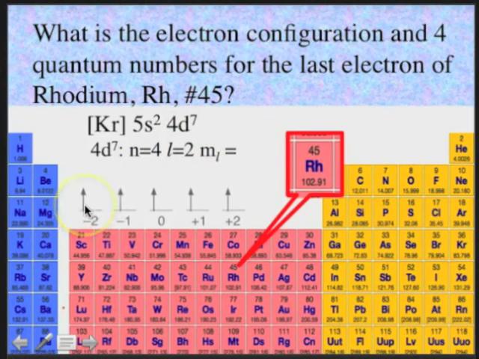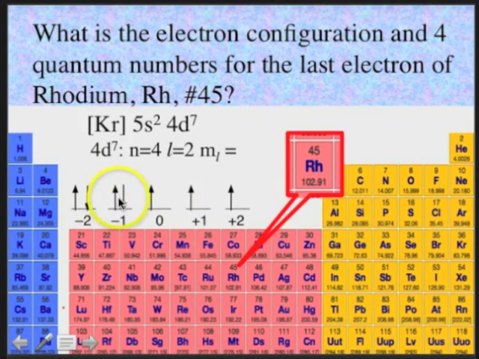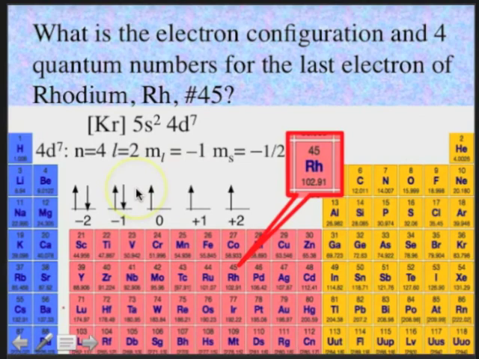So 5 of them are going to go in each of the m sub l orbitals. They can't pair up until all the orbitals have at least 1 electron in them. And after each has 1 electron, we can start to pair up the other 2 electrons with the spin going downward. Our last electron is in a -1 m sub l, and the arrow's going down, which is equivalent to a -1/2 quantum number. So the quantum numbers are n equals 4, l equals 2, m sub l equals -1, and m sub s equals -1/2.